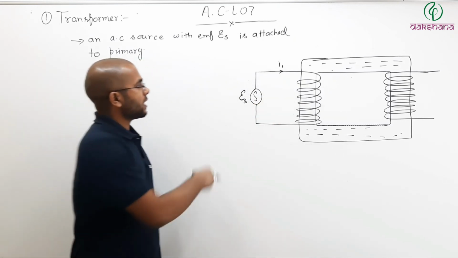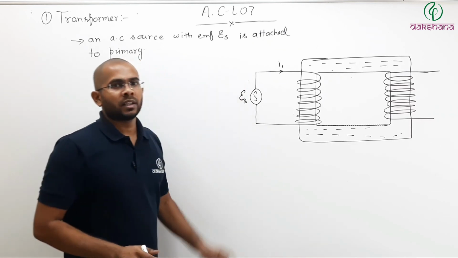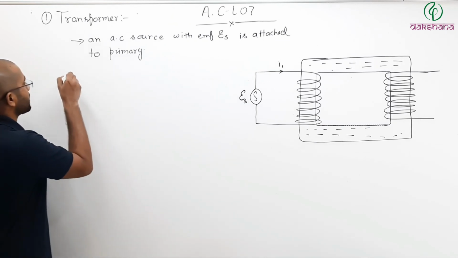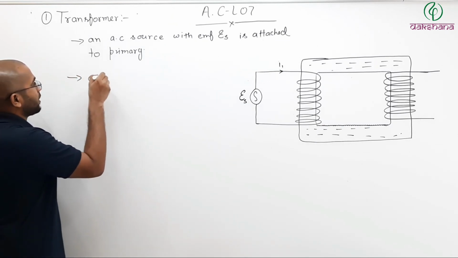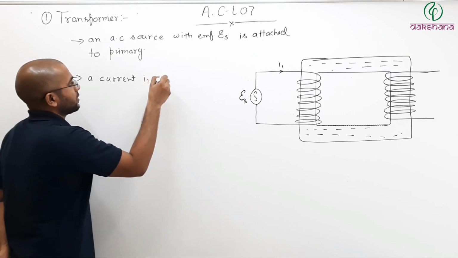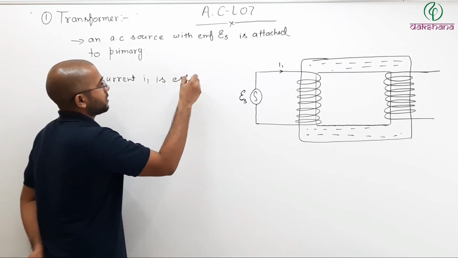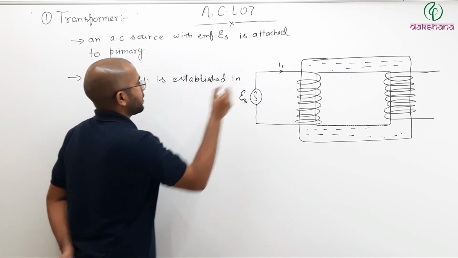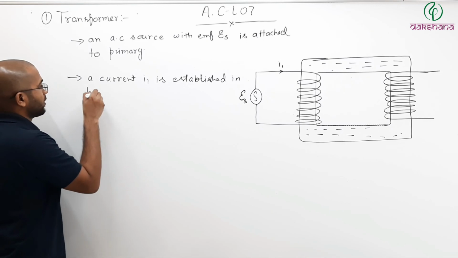Now since there is a source, what will happen? There will be a current in the primary coil. So what I can say? A current I1 is established in the primary coil.